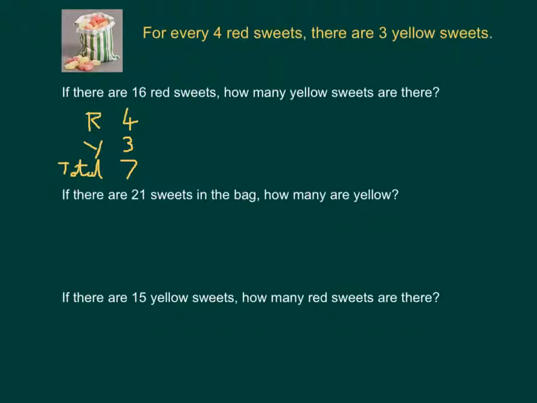Now, if there's 16 red sweets, that's 4 lots of the original, 4 lots of 4. So that means I must have 4 lots of 3 yellow ones, 12, and that will give me a total, then, of 28 sweets. The answer, of course, how many yellow sweets are there? 12. Lay the information out in the same way for your 2 questions. Pause the video, have a go, and then we'll look at the answers.